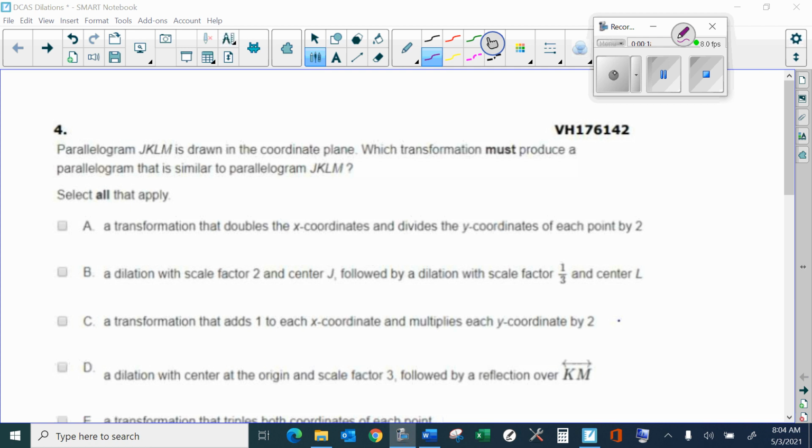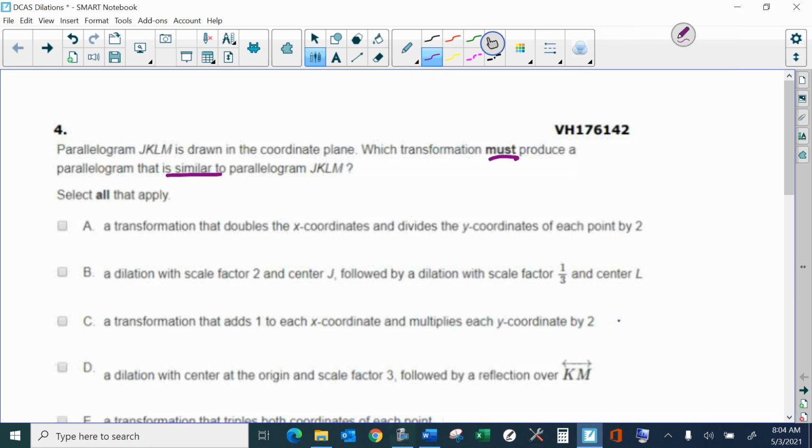All right, parallelogram JKLM is drawn on the coordinate plane. Which information must produce a parallelogram that is similar? Remember, similar can be congruent or same shape but different sizes. So if it's congruent, it's a rigid motion. Any rigid motion will be similar because that's therefore congruent. Remember, that's the definition of congruent. I can get from the pre-image the image by any combination of rigid motions, also called isometries. And secondly, similarity comes from dilations.